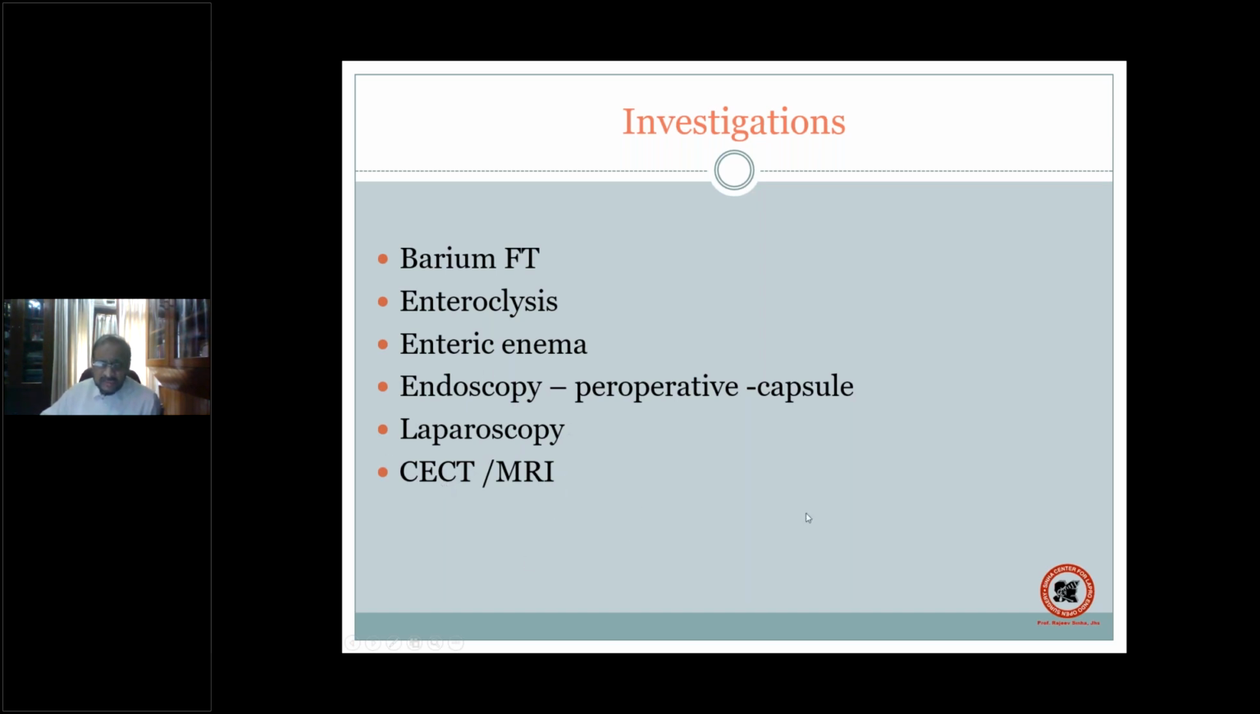I have not mentioned ultrasound. It does have a role to play, but the ultrasound does not have a major role to play as far as small bowel disease is concerned. But nevertheless, ultrasound should be mentioned as a possible investigation.